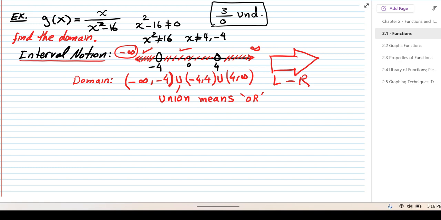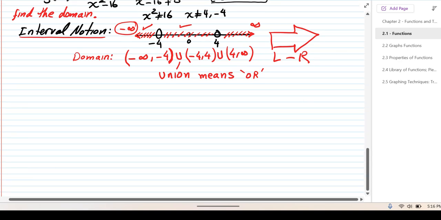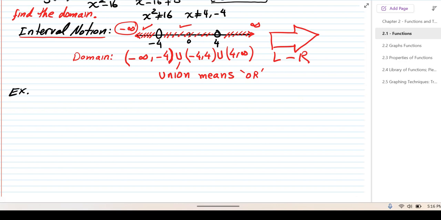Okay, how about if we do another example of domain? So for instance, in this next example, suppose f of x, and by the way, f of x is a generic f for function. It could be g of x, a of x, b of x, c of x, w of x, whatever. It could be something descriptive. So if I'm working on a height function, I may call it h of x, and so on. Now let's do this one.